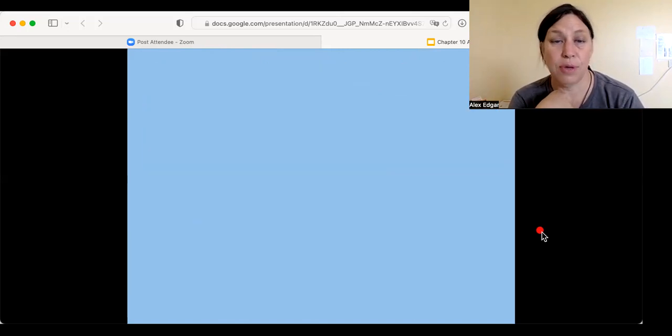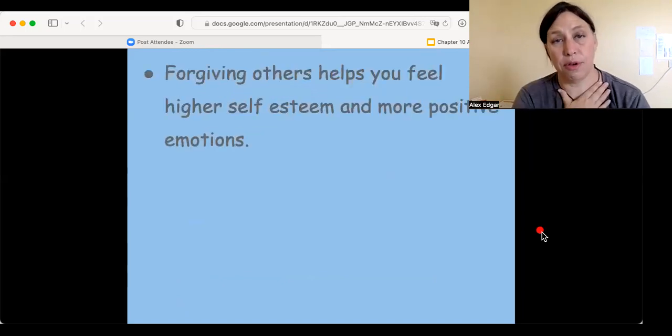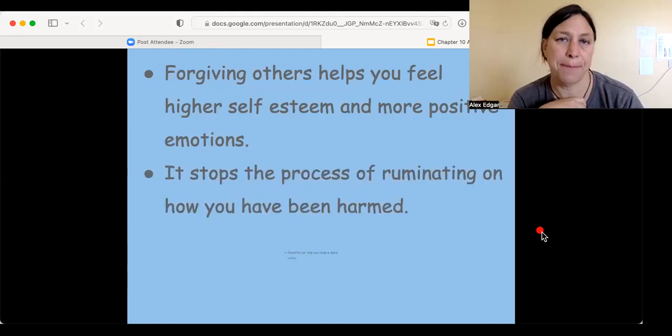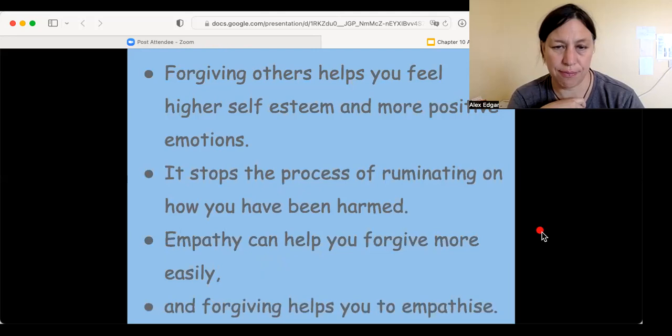Benefits to the person who forgives. You have higher self-esteem, more positive emotions. You stop thinking about how you've been wronged. You develop more empathy, and empathy helps you to forgive.